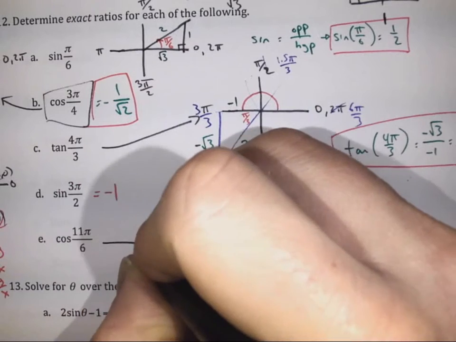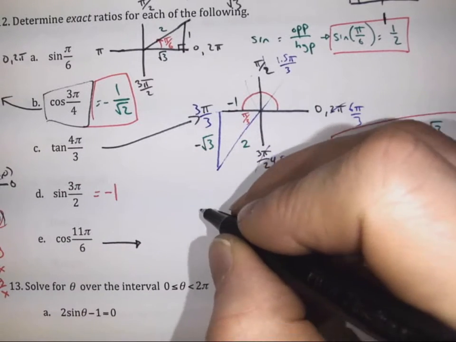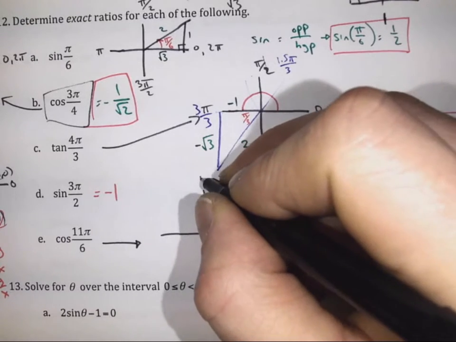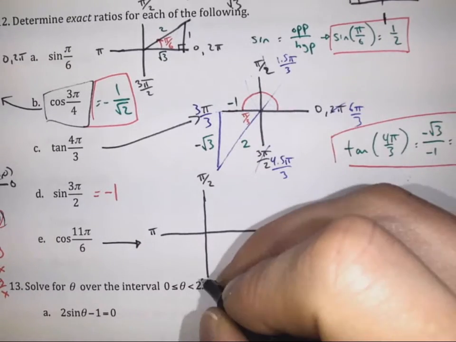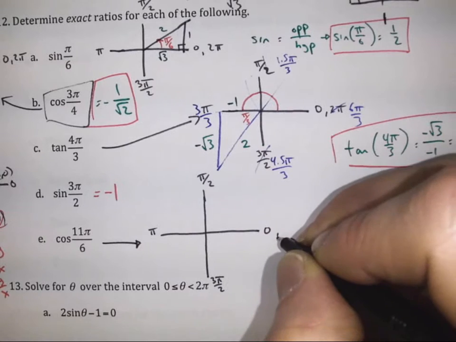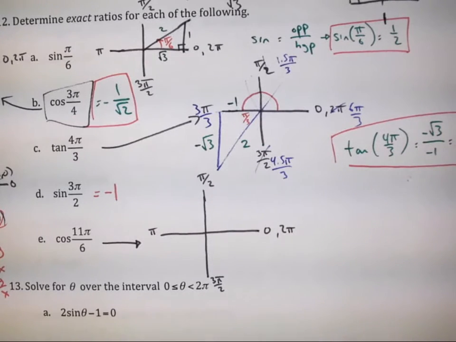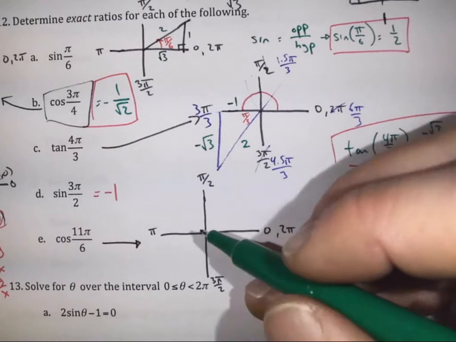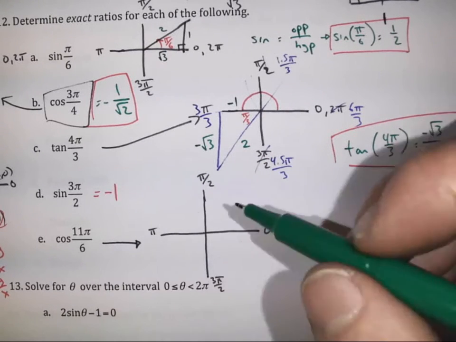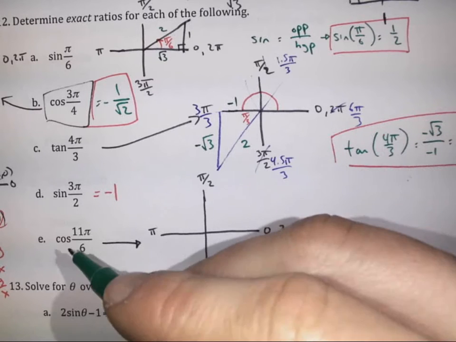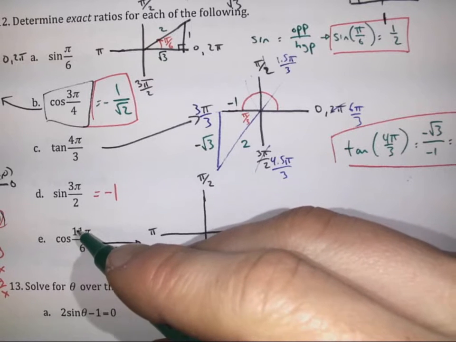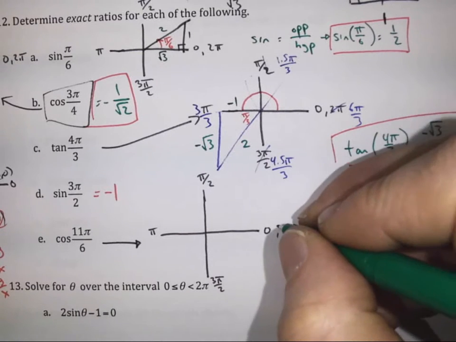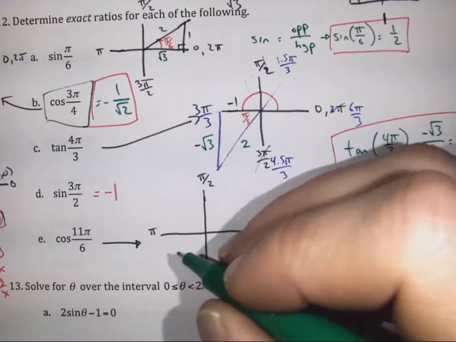Lastly, we've got 11 pi over 6. Okay. So where the heck is that if we were to draw it? All right. So 11 pi over 6, well, it's going to be in the fourth quadrant, because it's pretty big. It's not quite more than 12 pi over 6, which would be the same as 2 pi. It's going to be a little bit less. But say we're not sure.